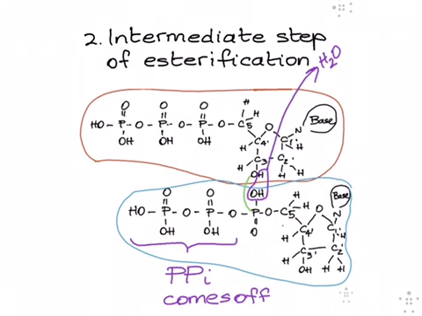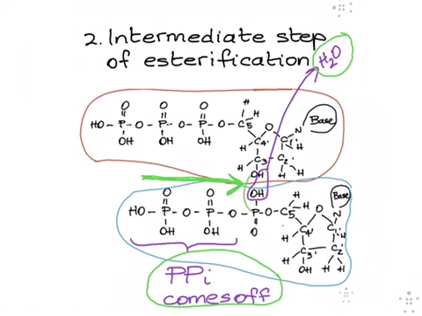I'm going to be using a green color to point at the formation of the new ester bond. Do you see my big arrow pointing at the formation of the new ester bond? You will also be showing how the pyrophosphate, the diphosphate, comes off, and a water molecule coming off.